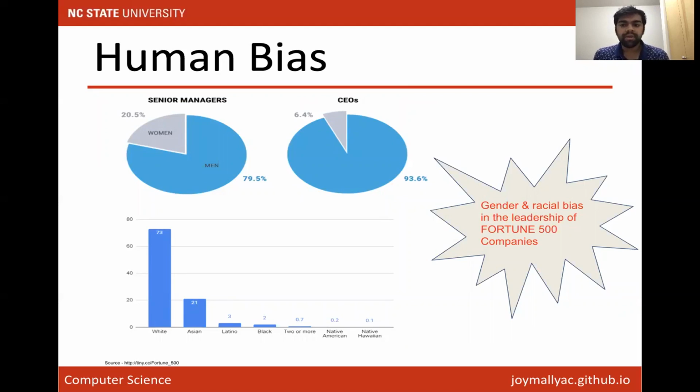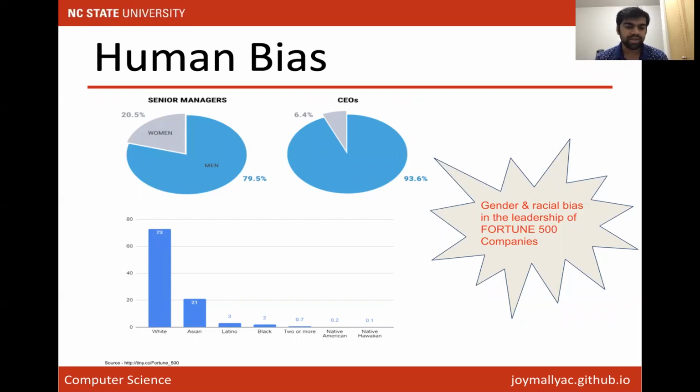Look at this example of Fortune 500 companies in 2017. The above 2 graphs are for senior managers and CEOs. We can see only 20.5% of senior managers are women. For CEOs, it's only 6.4%. But these decisions were not made by any software. These were made by the top leadership of the company. So they were human beings, but still they showed gender bias in their decisions.